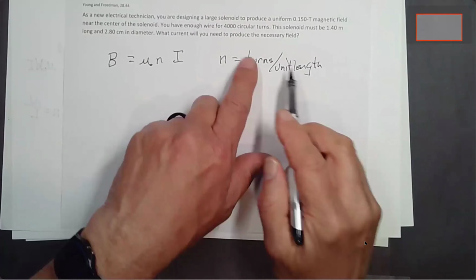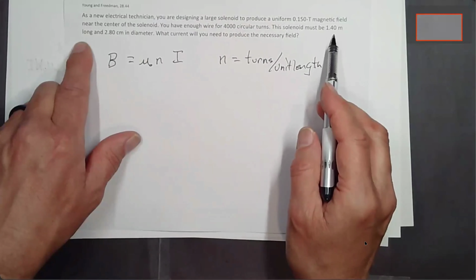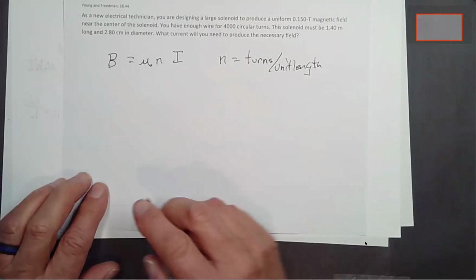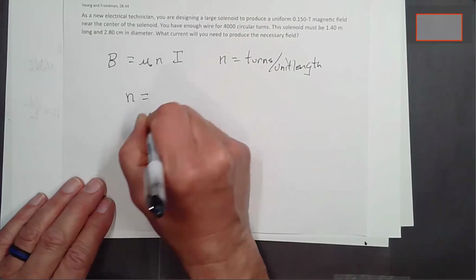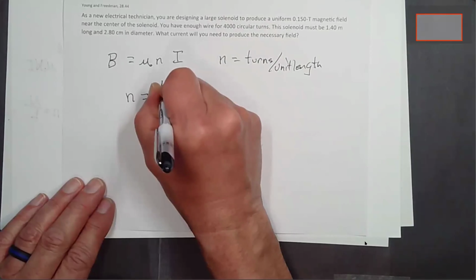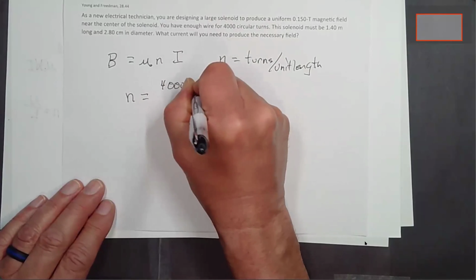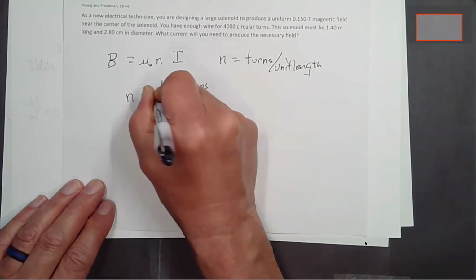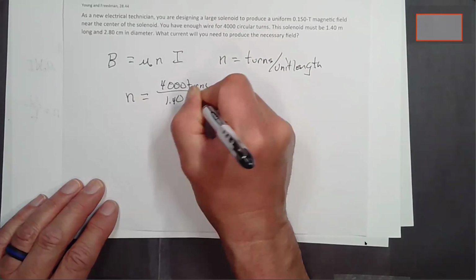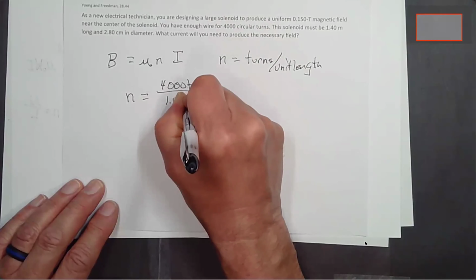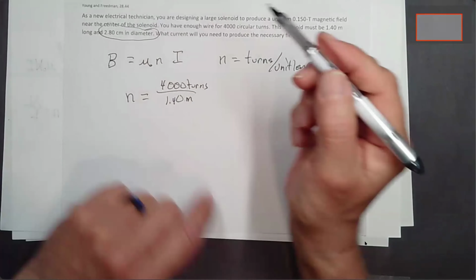Okay, well, we happen to know that this thing will have 4,000 turns, but it's 1.40 meters long. So for this particular solenoid, N is going to equal 4,000 turns over 1.40 meters long, and notice the radius of the thing doesn't even show up on here.